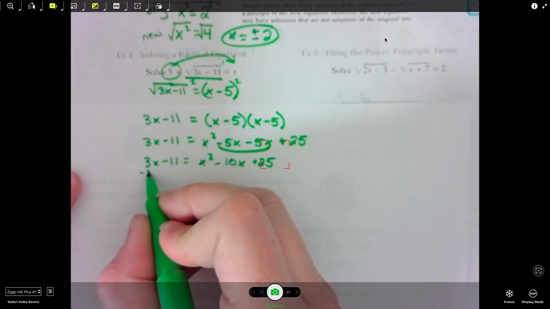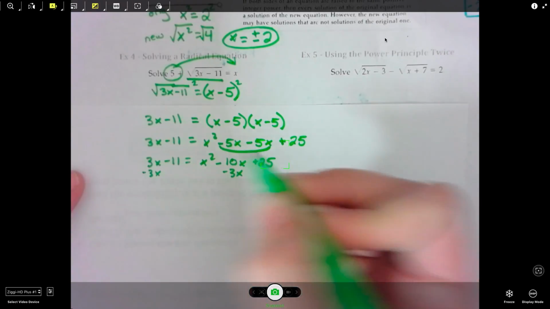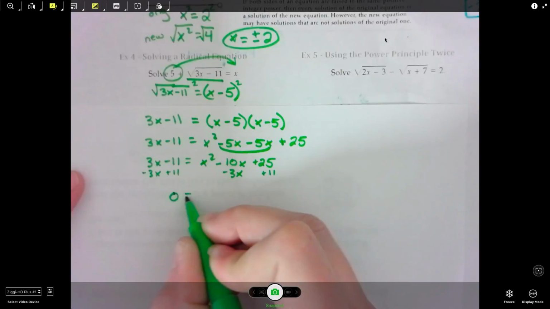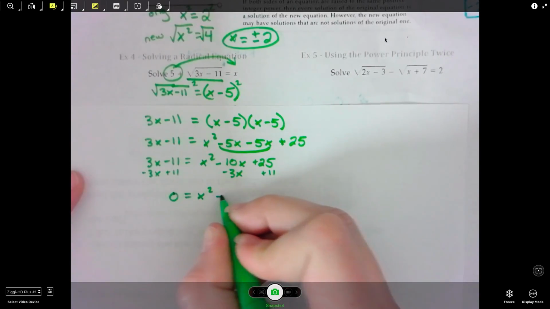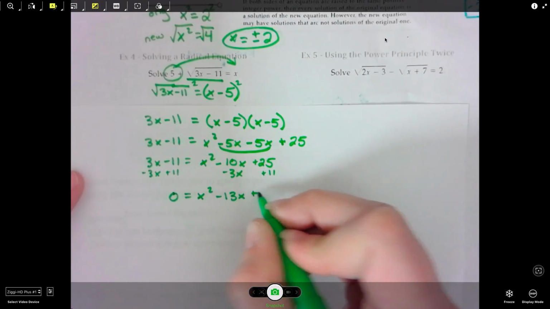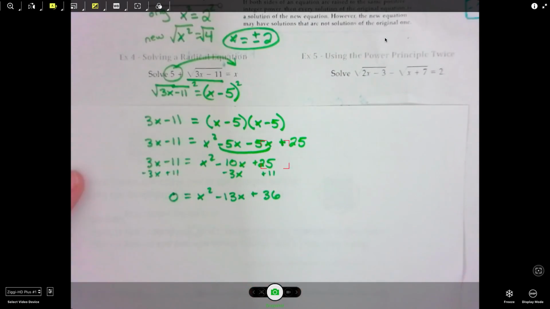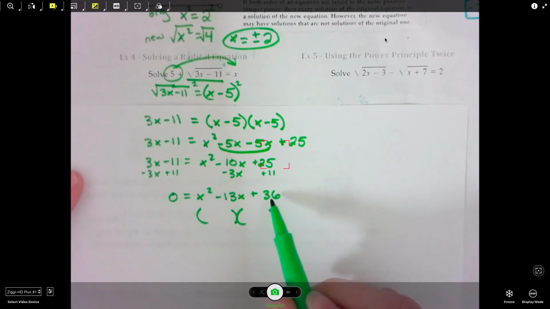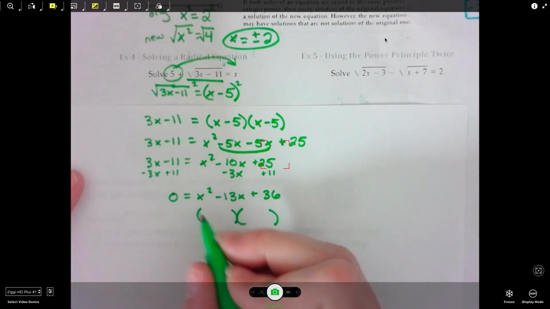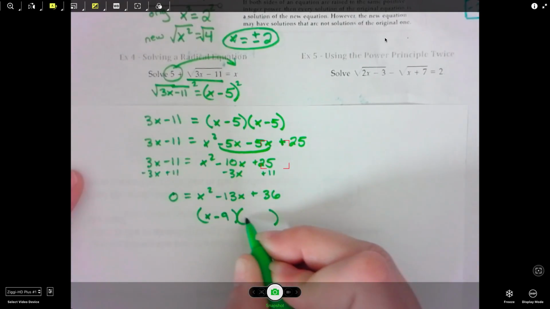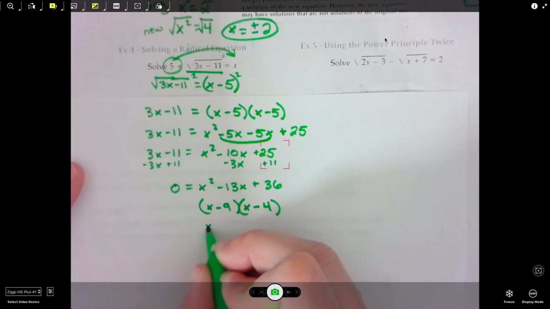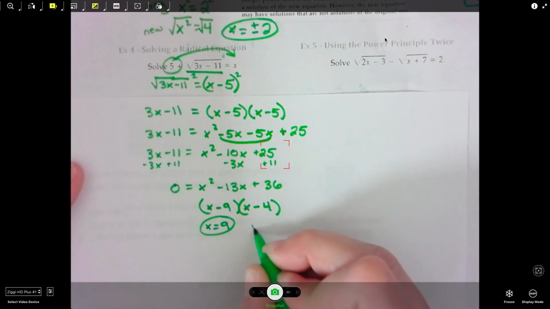Let's subtract 3x from both sides, and let's add 11 to both sides. So 0 will be equal to x squared minus 13x plus 36. I'm trying to think of numbers that will factor down. What can I multiply together to give me 36, but when I add them, give me negative 13? It is negative 9 and negative 4. Those would work. So x will be equal to 9 and x will be equal to 4.